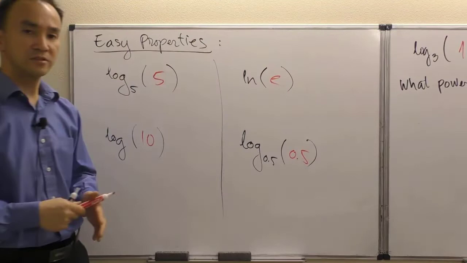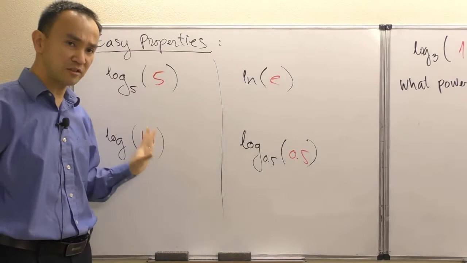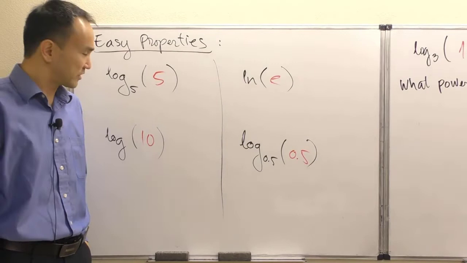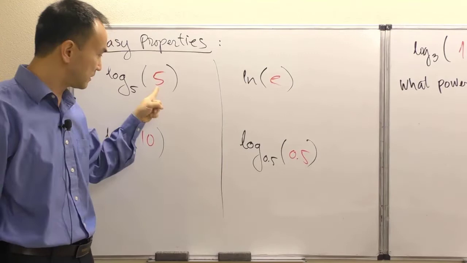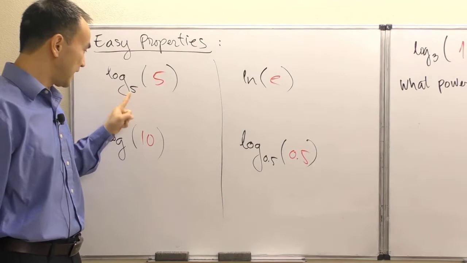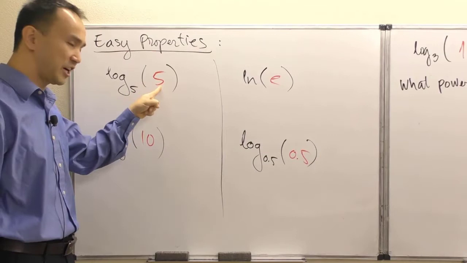I put about 4 problems on the board here. A general observation is that in these demonstration problems, I'll start using the term more often: the argument of a logarithm is the number inside the parentheses. This is the base, this is the base. Base 10, base 5: log base 5 of 5, log base 10 of 10. The argument and the base look identically the same.